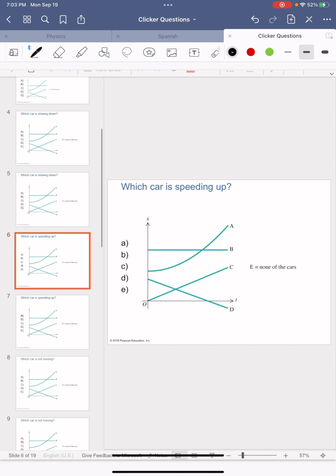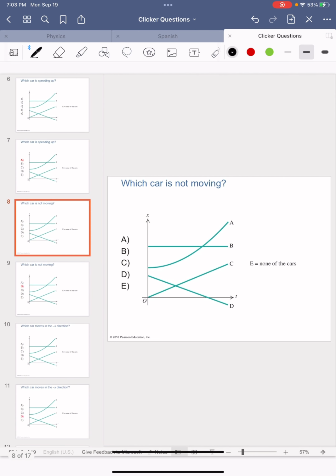Going to the next question: which car is speeding up? If we look at all the cars, as I already discussed in the last slide, A is the one which speeds up, because you can see that with every second the position increases, which means the car is going faster. For the next question, which car is not moving? I also already discussed it. So B, since it always stays at 5 meters, it's not moving.